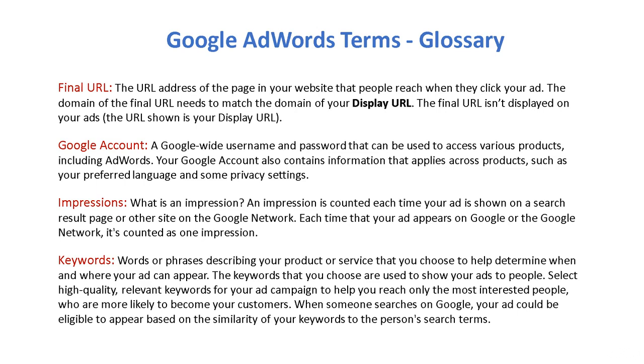You'll sometimes see the abbreviation IMPR in your account, showing that these are the number of impressions for your ad. Keywords.